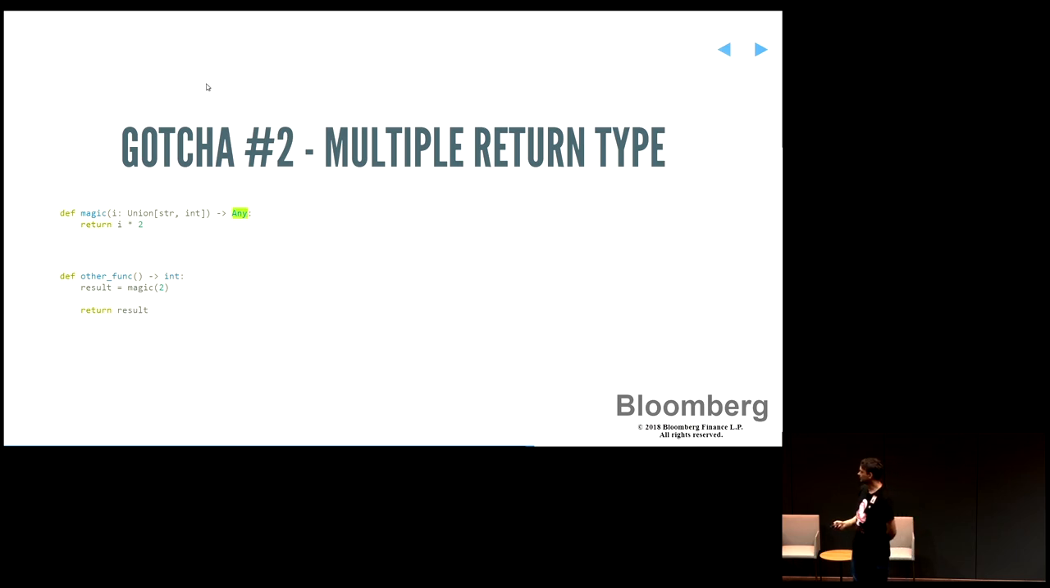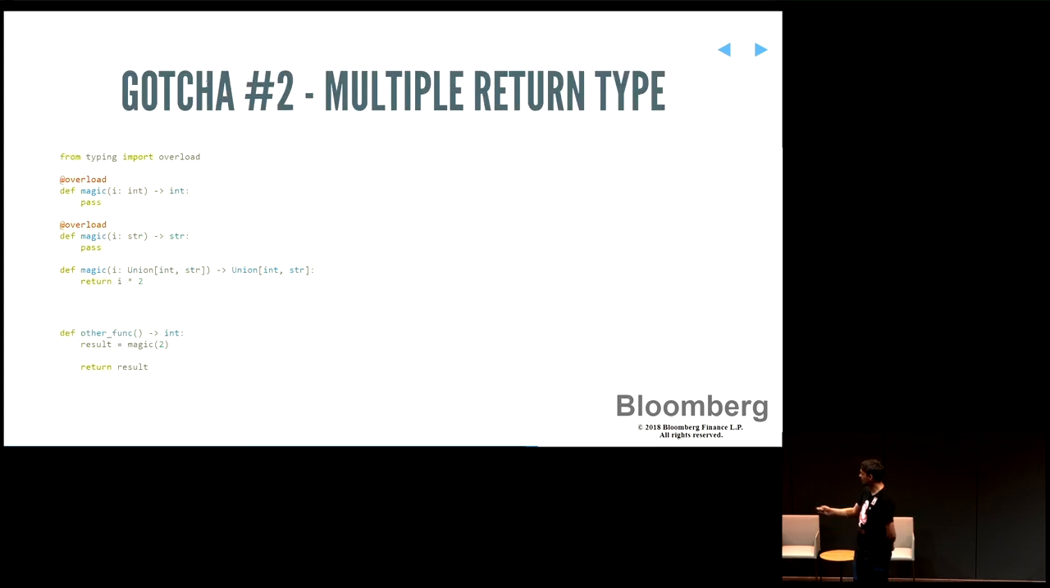This kind of thing is often solved by adding this Any, which means disable the checks on the return value, which of course kind of defeats the purpose. A better way you can do is this overload. Overload means that for a given type, always this given type is returned. So in this case, I can specify for int, always int will be returned. For string, always string will be returned.